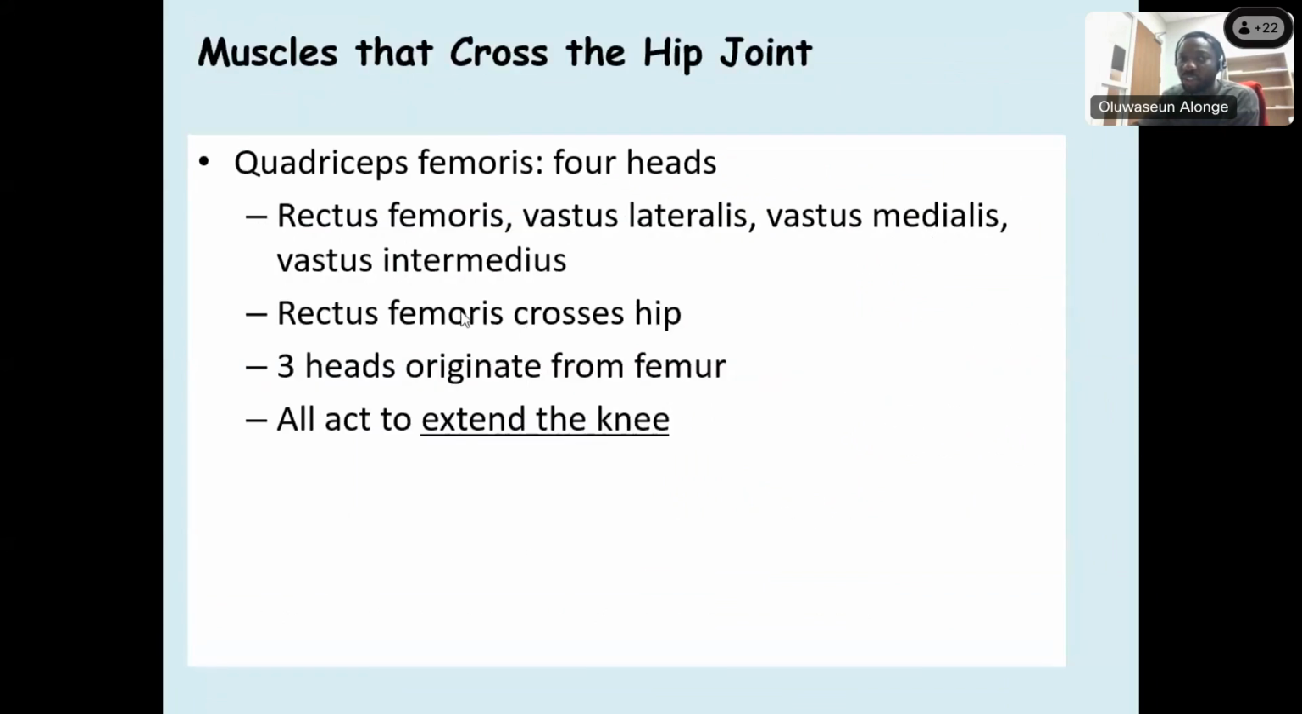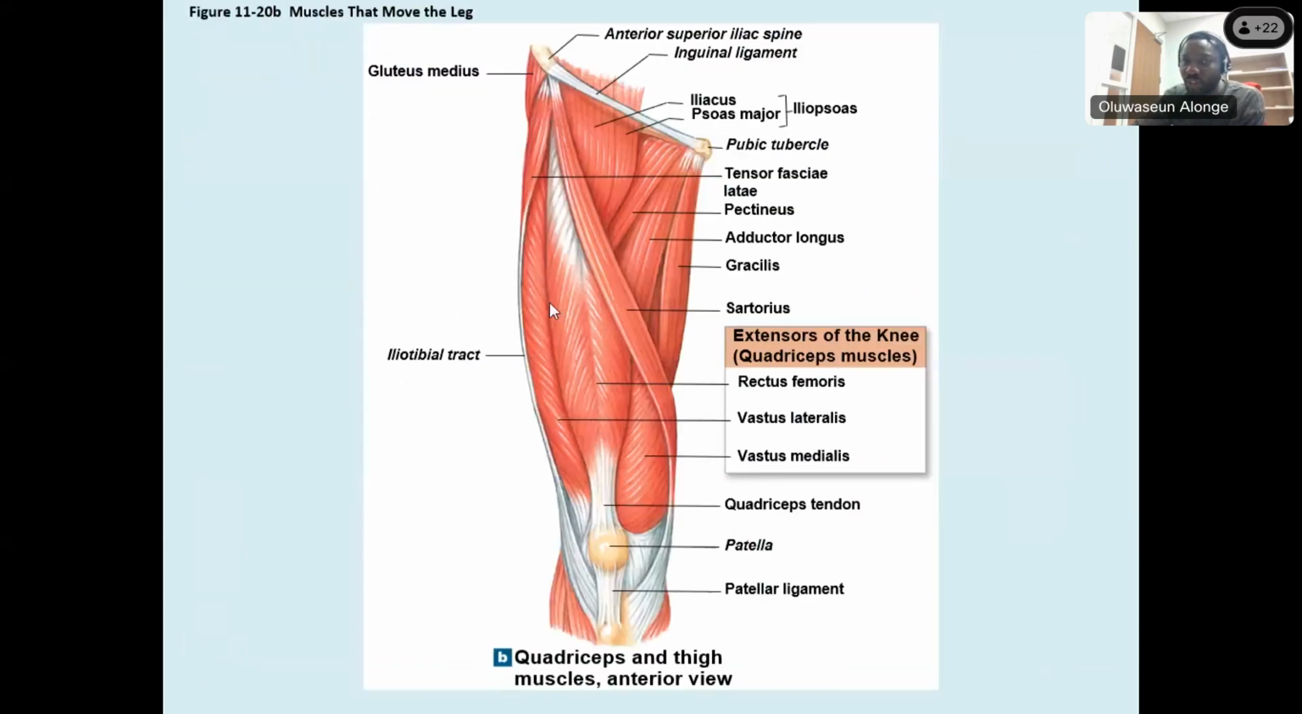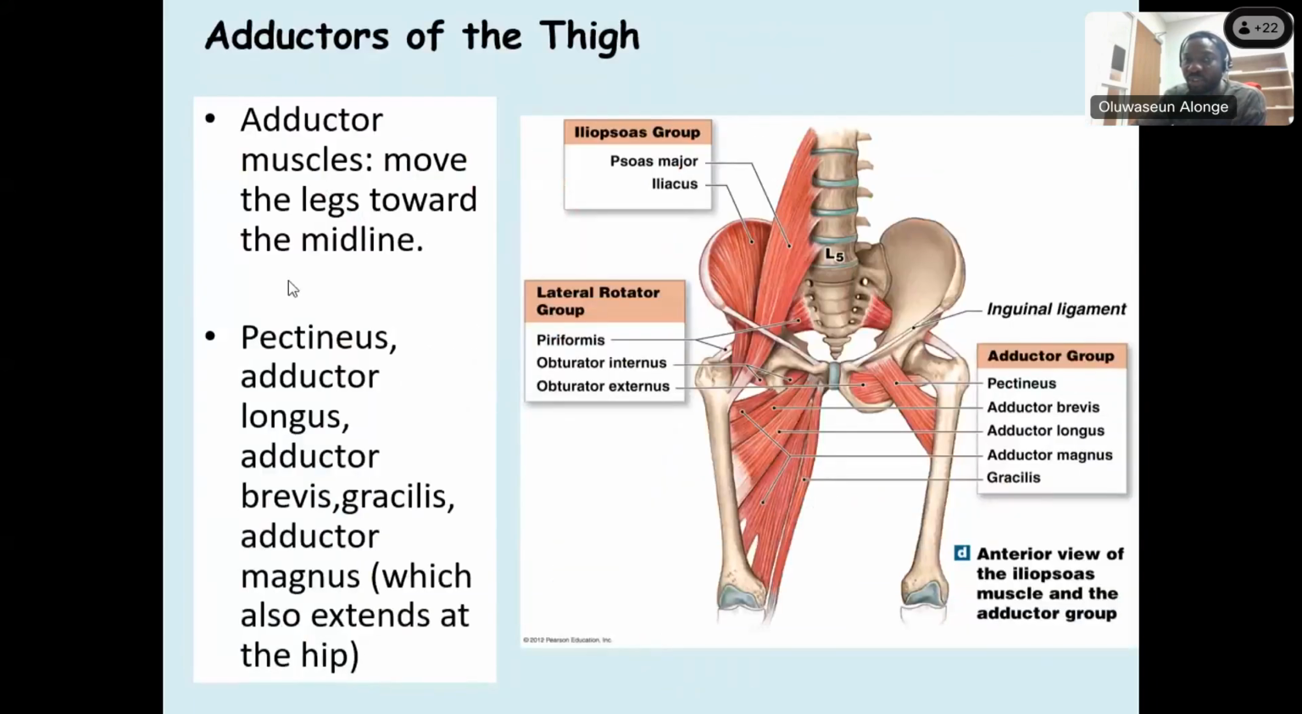Now, take note that quadriceps, in quotes, means it's made up of four muscles, four heads. So we have the rectus femoris, vastus lateralis, vastus medialis, and vastus intermedius. Those are the muscles that we call the quadriceps femoris. Just take note of those.